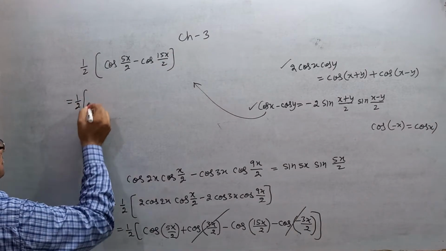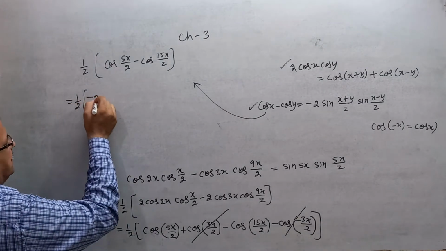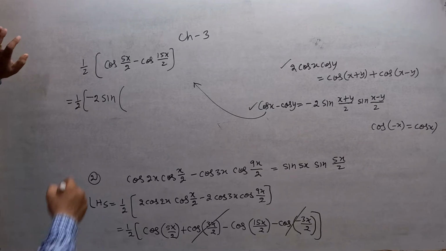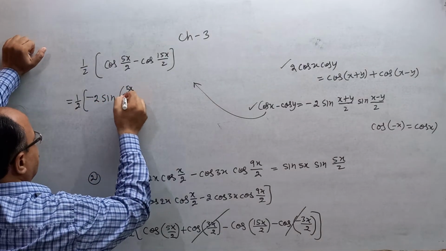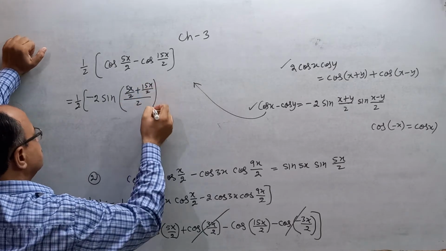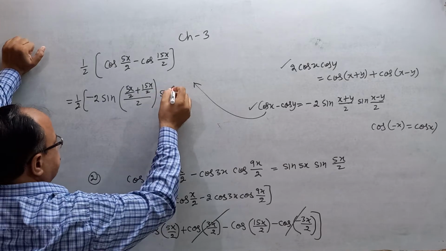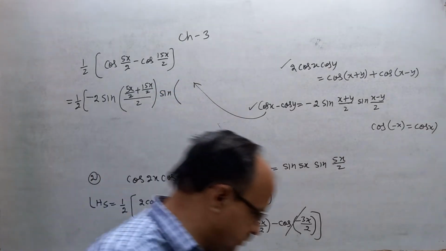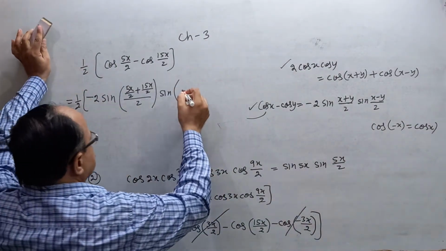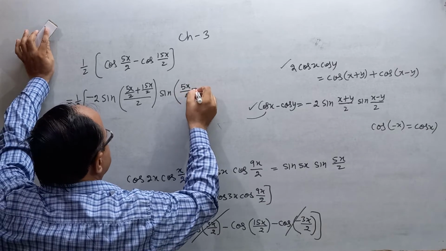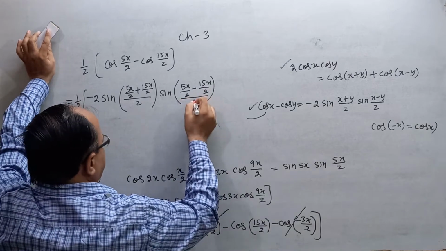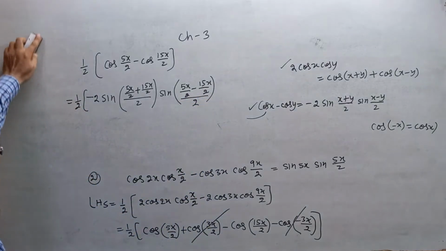1 by 2, formula minus 2 sin (x plus y) by 2, that is (5x by 2 plus 15x by 2) by 2, sin (x minus y) by 2, that is (5x by 2 minus 15x by 2) by 2. Even check.